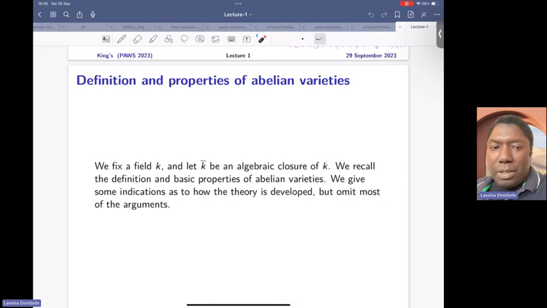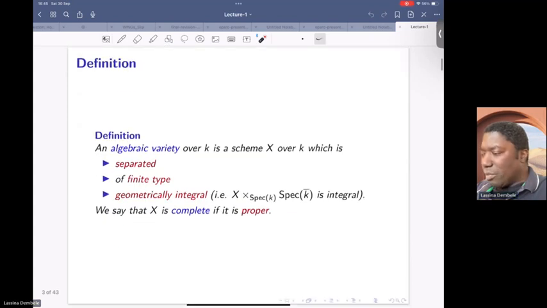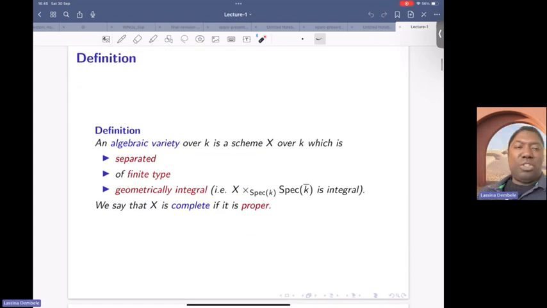So what we are going to do throughout this lecture, we are going to fix a field K, and then we are going to let K bar be the algebraic closure of this field. So in some cases, I'm going to give you some indication on how the theory works, but in most of the cases, I'm going to omit the arguments that are involved in the proofs. So let's start with a definition of an algebraic variety.